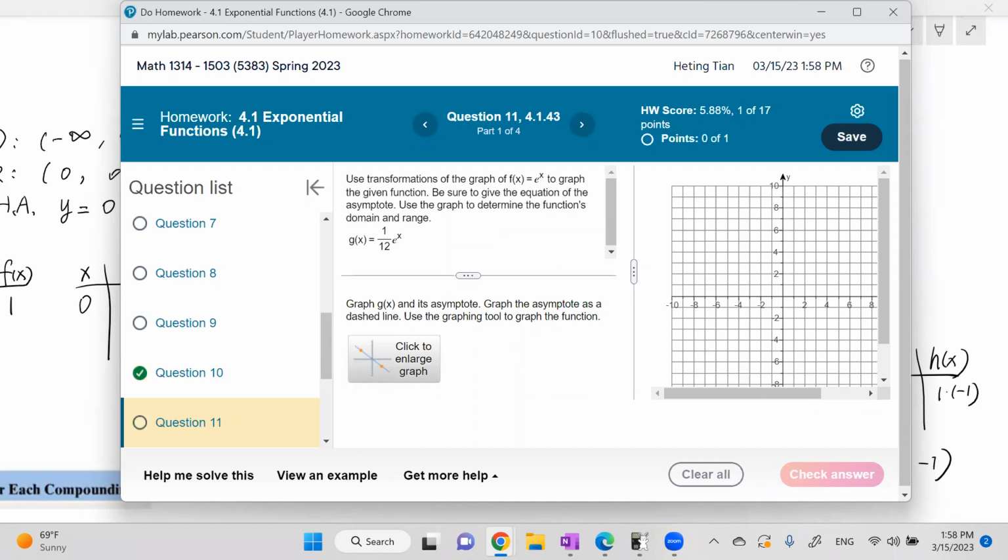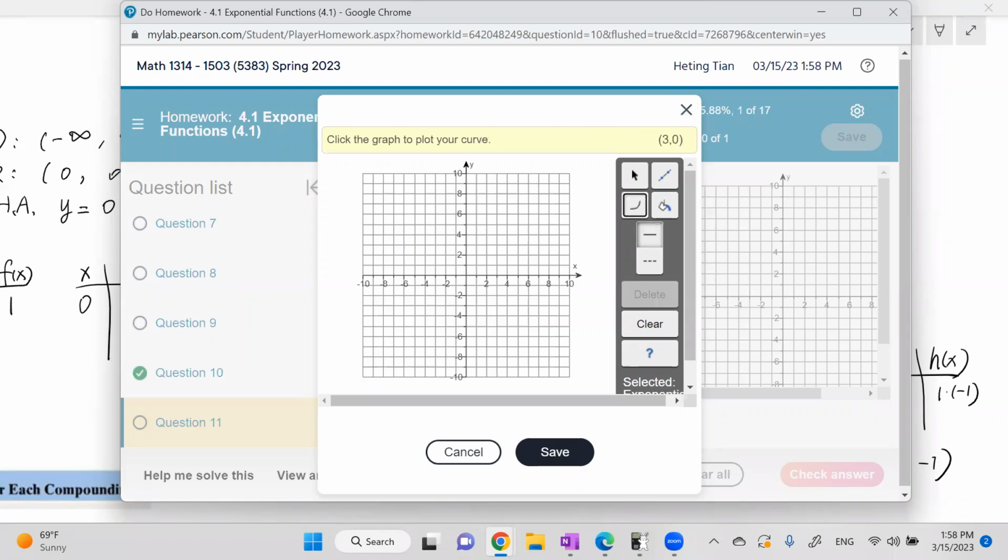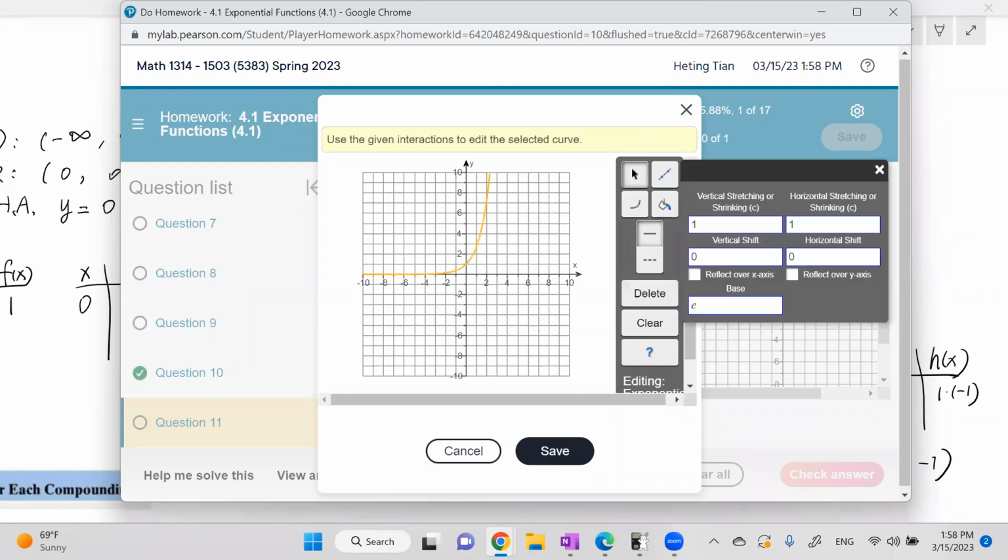So next example, what is the transformation? 1/2 times e to the x. That's a vertical compression or vertical shrink. All the y values are multiplied by 1/2, so the new key point changes. But when you graph it, you don't need to plot the new key point. You just select this and then click here.